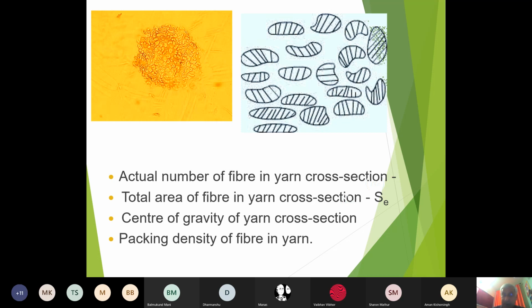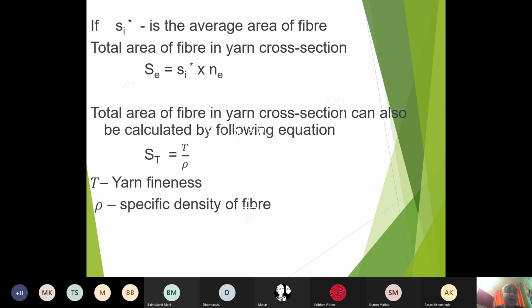So what we assume here is that Si star is the average area of the fiber. We have n number of fibers, we have calculated the area of individual fibers, and then calculated the average, so the average area of fiber. Now the total area of fiber in the yarn cross section will be given with the subscript E or T, so you have to be a bit careful. I will use this terminology: wherever I write E, it is the experimental or actual value, and if I write T, as in ST, it is the theoretical value.